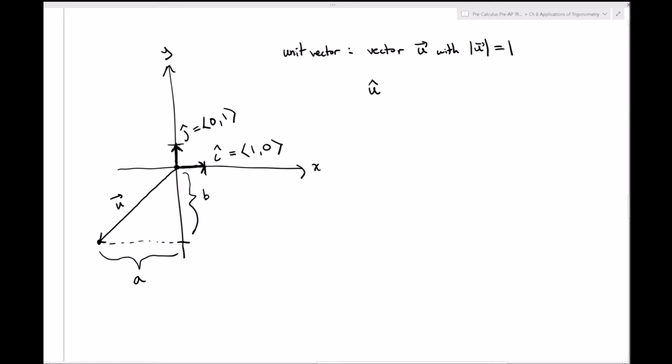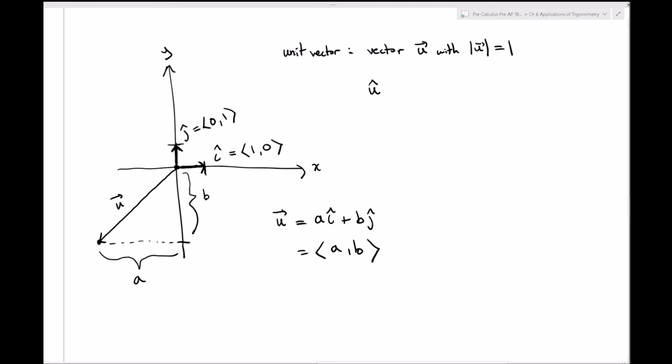So whatever A is, in this case I drew it in the third quadrant, so both A and B have negative values to them. Then what we do is we take A as a multiplier on I and B as a multiplier on J. So U would end up equaling A times I plus B times J. And that is exactly the same thing as writing the vector A comma B.